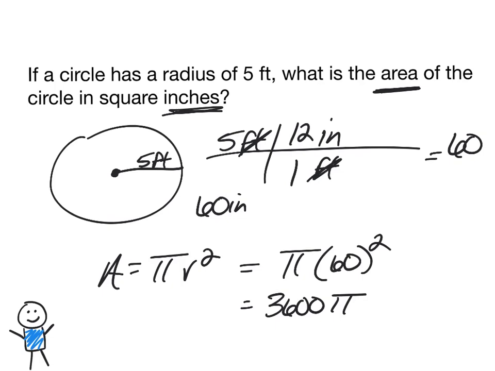Generally, in algebra, you'll leave it in terms of pi. If, for example, your test had all decimal number answers, you would go ahead and do 3,600 times pi, or times 3.14 to get the precise measurement or to get an exact number. But we can just leave our answer, in this case, in terms of pi.